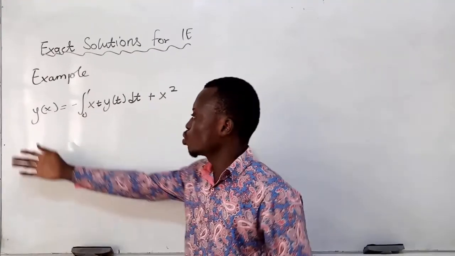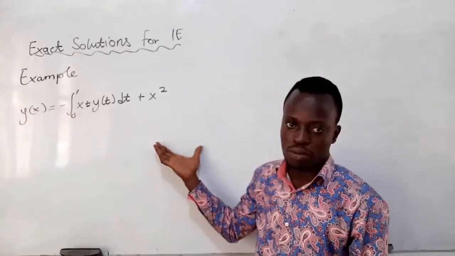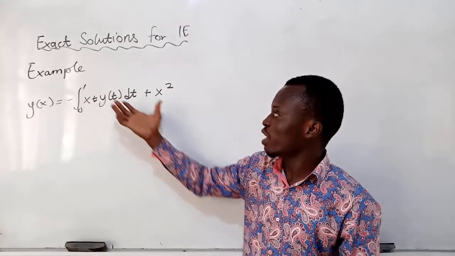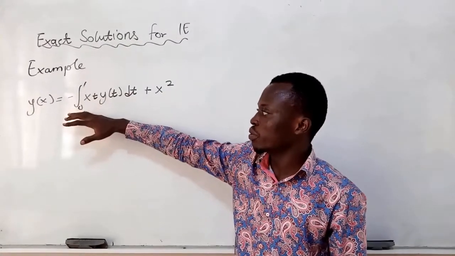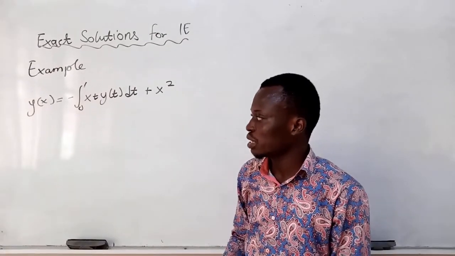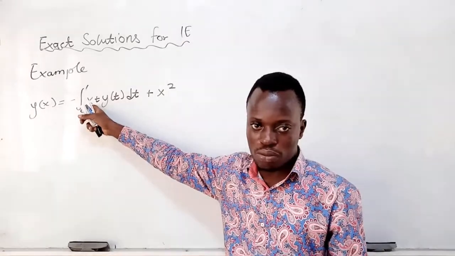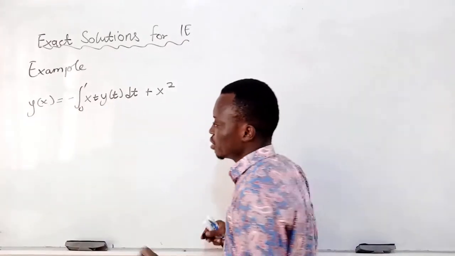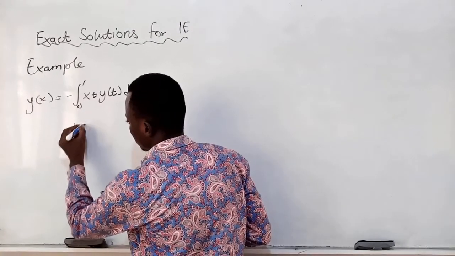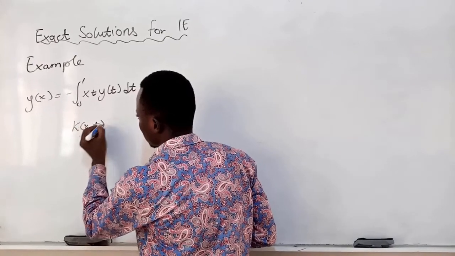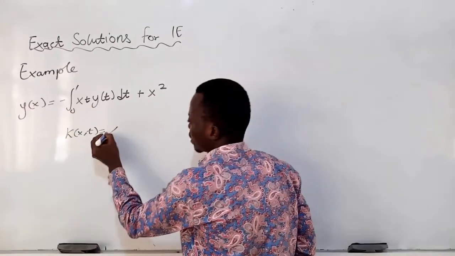So we have to solve this integral equation. We have to find the exact solution for this integral equation. First, if you are given this equation, you need to check the kernel k of s, t. Our kernel is giving us k(s,t), which is equal to s times t.